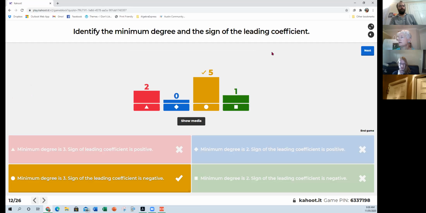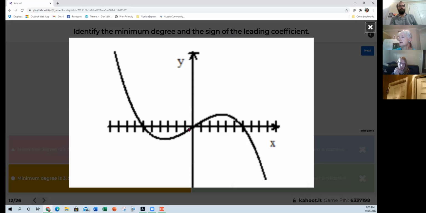Okay. So if you look at this, if you count the humps and add 1, that would be the minimum degree. Another way that you can tell is to count how many times it crosses the x-axis, but we'll talk about that later. And then we know it's negative because the very end is pointing down.